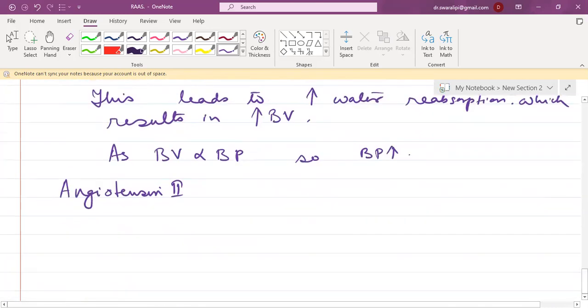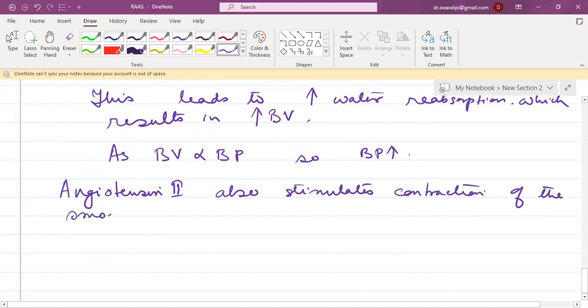Okay, done, clear. So this angiotensin 2 also stimulates the contraction of the smooth muscles of the arterioles.